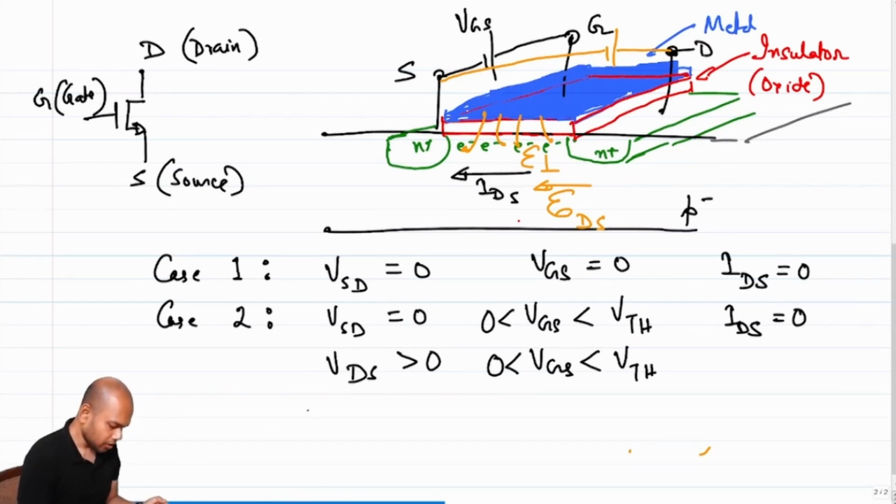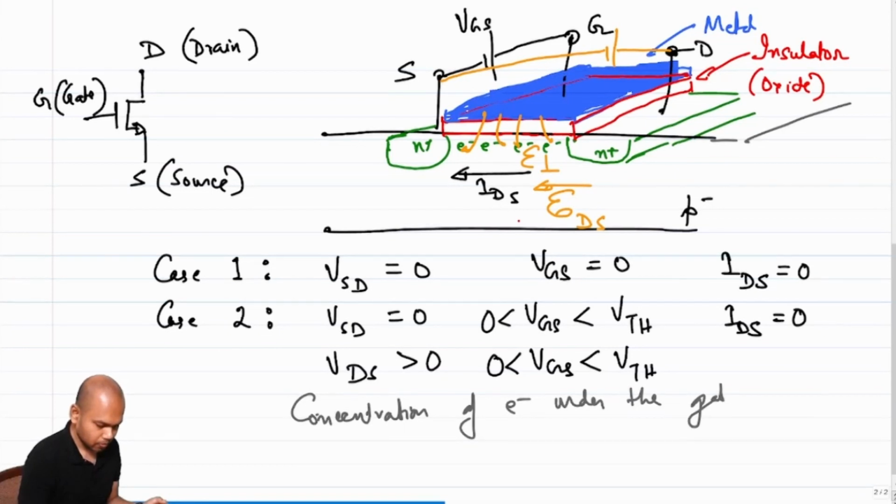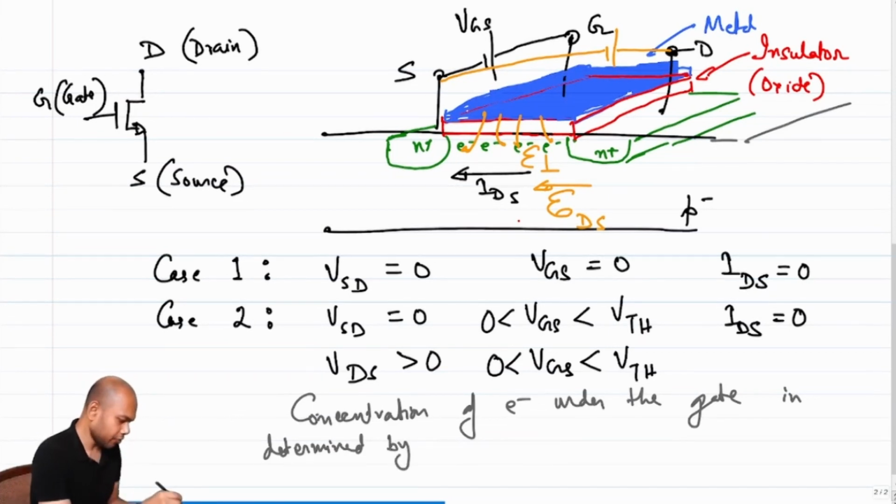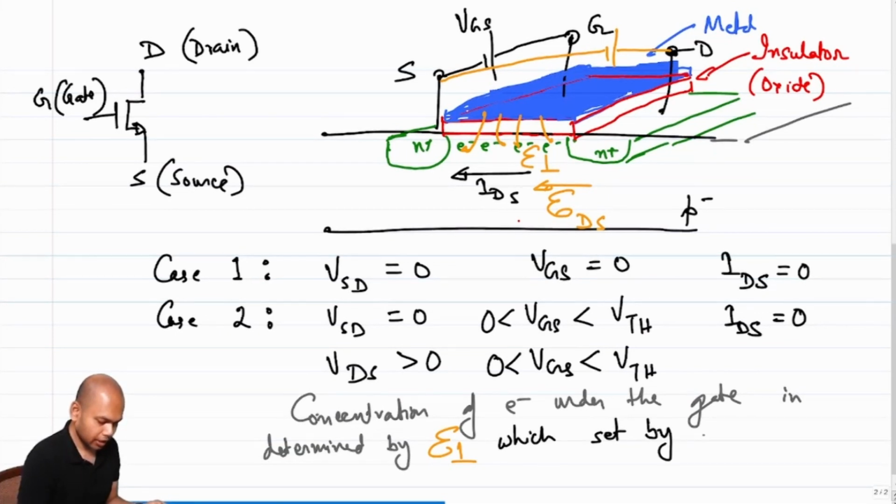So the concentration of electrons under the gate is determined by the vertical electric field, which is E perpendicular, which is set by VGS, or VDS for that matter, in the way we have sketched.